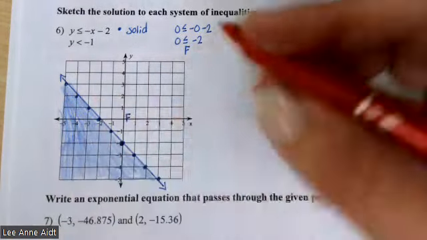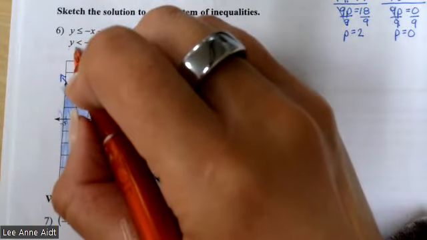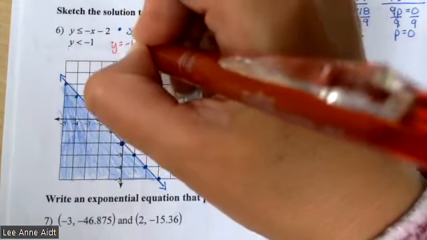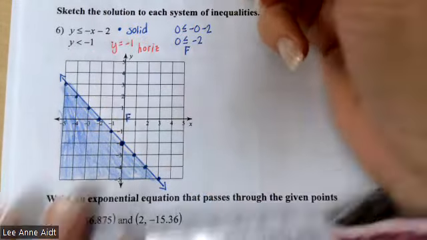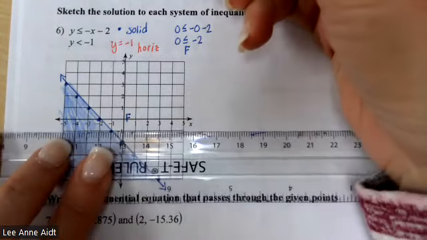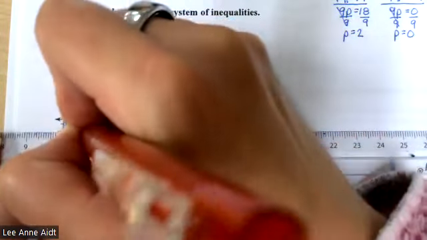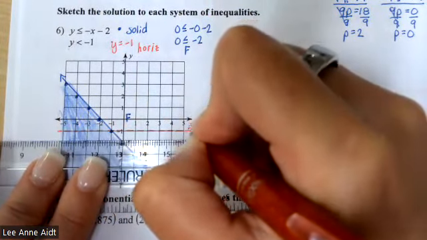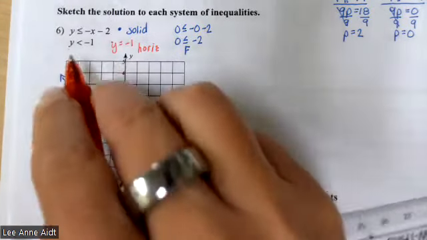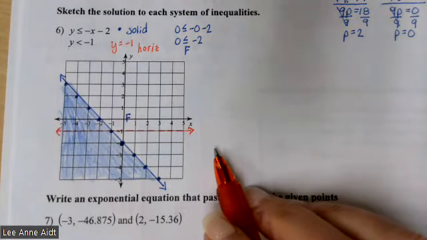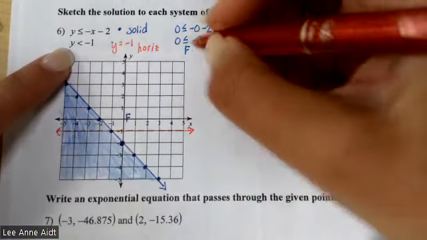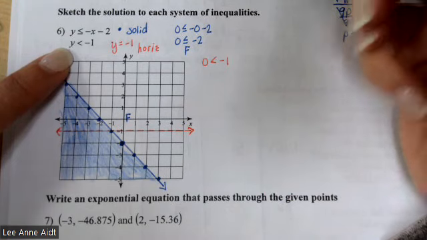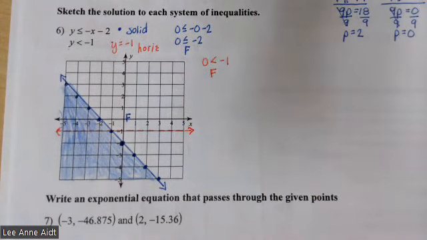Okay, now we have a special one here. Y is less than -1. Y equals -1 is horizontal at -1. It's also dashed. Remember the X ones are vertical and the Y ones are horizontal. And if I plug in 0, 0, I get 0 is less than -1, which is also false.